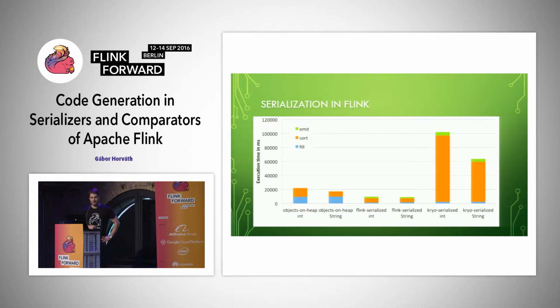This graph shows the results of some benchmarks, and as you can see, using the Flink serialization can result in better performance than using Kryo. And what is very important on this diagram is that it is even more efficient than using Java objects. So basically, Flink working on the serialized formats instead of Java objects can improve the performance.